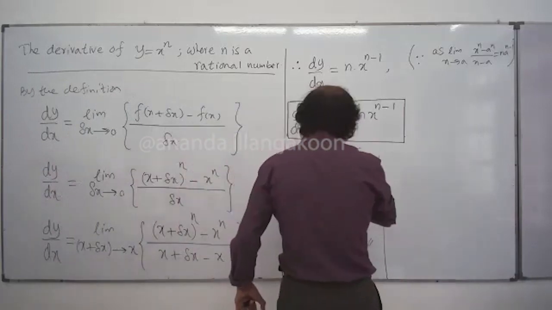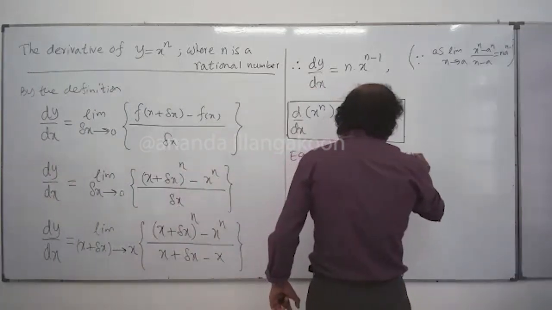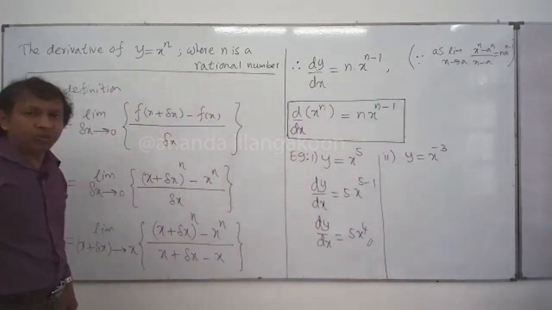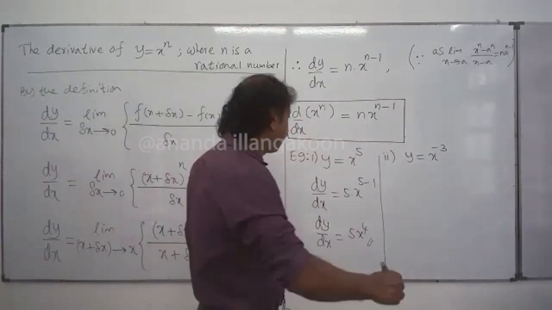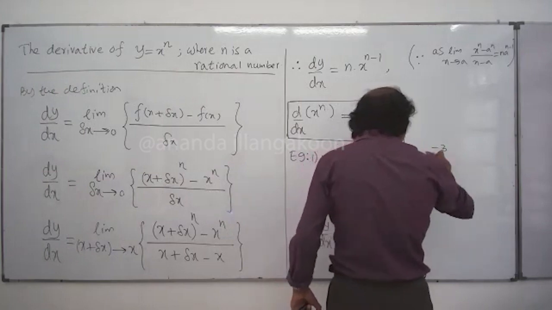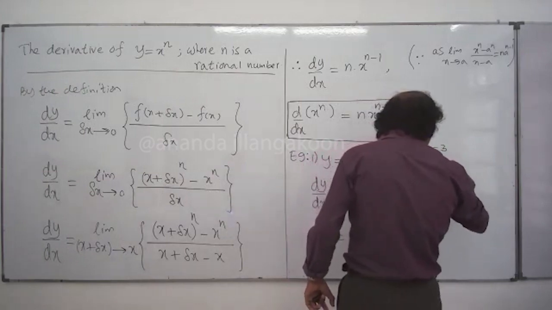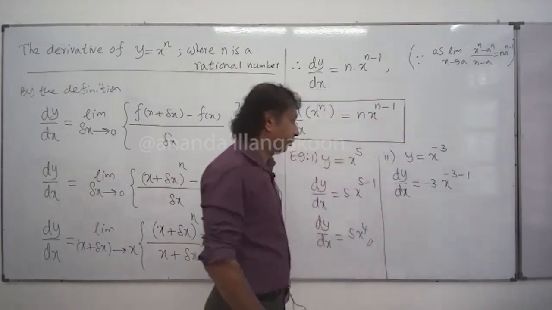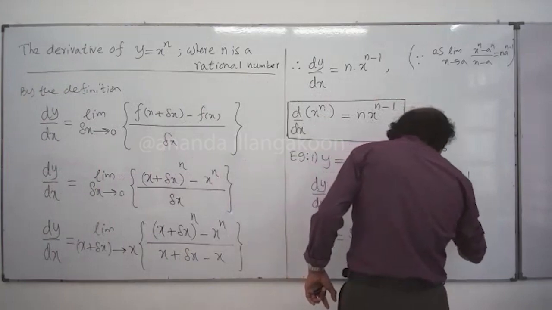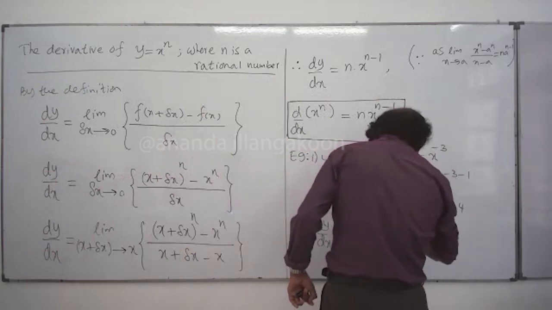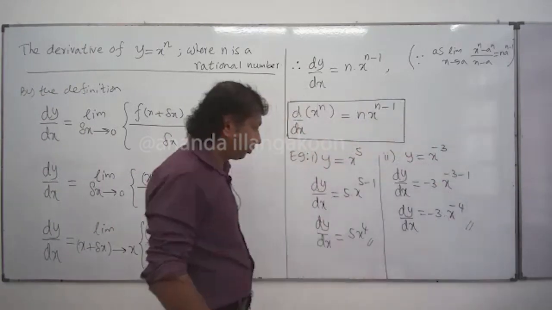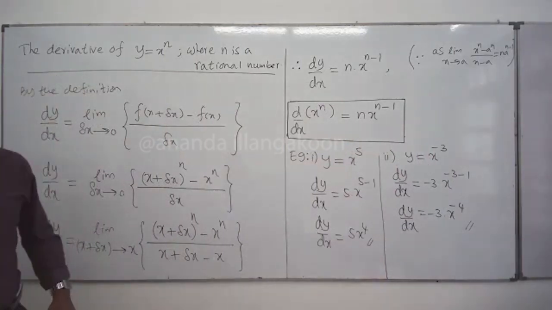Next example, suppose y equals x to the power minus 3. y equals x to the power minus 3. dy by dx. Take this minus 3 before. Minus 3 x^(minus 3 minus 1). Then dy by dx equals minus 3 x to the power minus 3 minus 1, which is minus 4. Another one we will take.